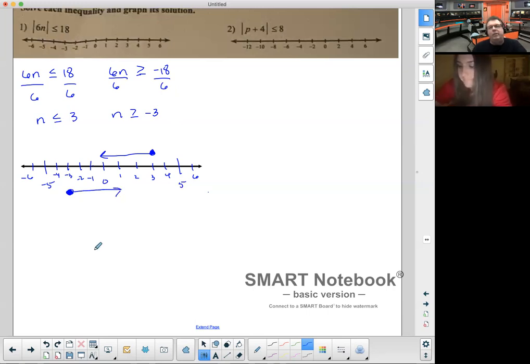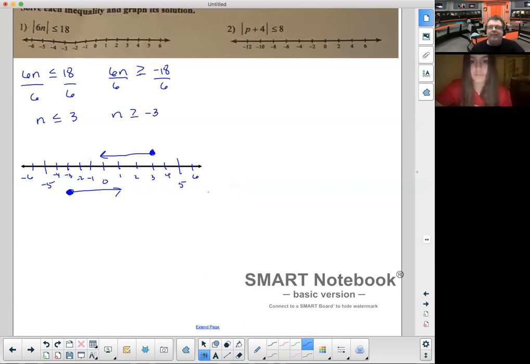So here's the deal. We have two different solutions, right? One says that n has to be less than or equal to 3, and another says it has to be greater than or equal to -3. If n has to be less than or equal to 3, I can't go past it, because this guy's saying you have to stop here. And I can't keep going this way because this guy is saying you've got to stop here. So what we do is we combine the two and take what they have in common.